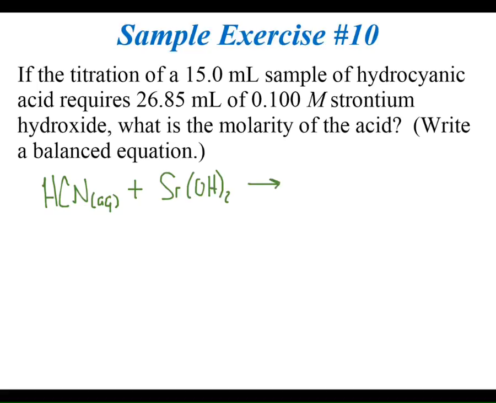Okay, so we're going to react these. So now I'm going to combine hydrogen with hydroxide and strontium with cyanide. So hydrogen and hydroxide, that's just water. And strontium and cyanide, well, strontium's 2 plus, cyanide's 1 negative, so I need 2 of them. Right. Okay, let's balance this real quick. I'm going to need 2 hydrocyanic acids and 2 waters, it looks like.